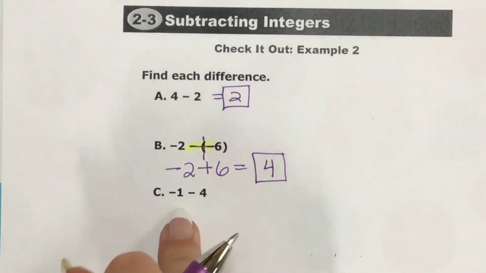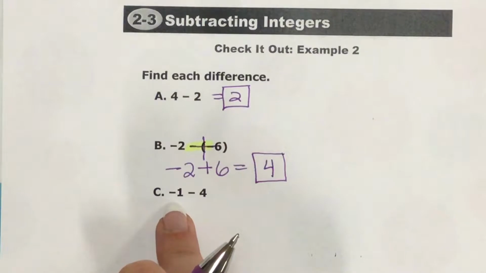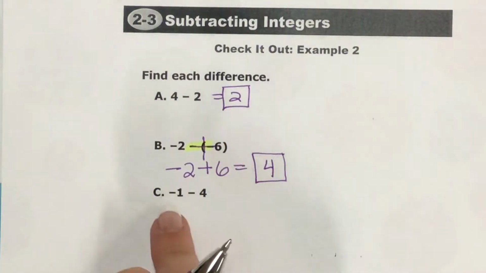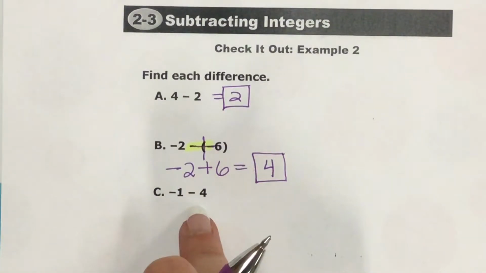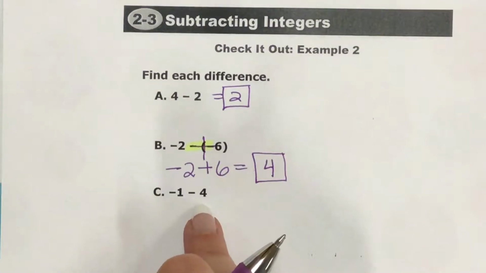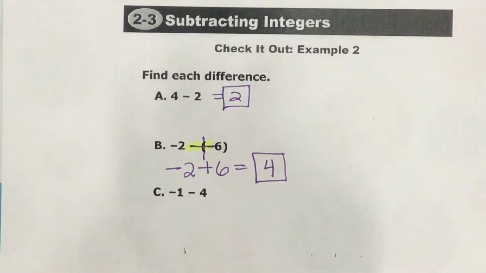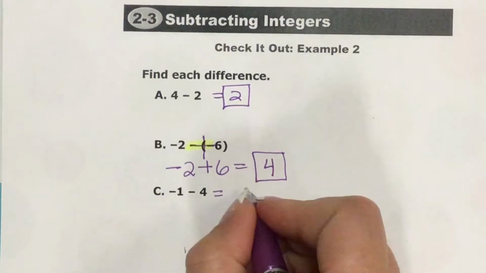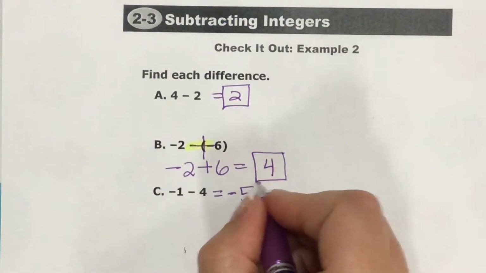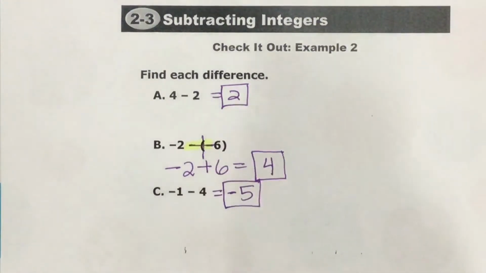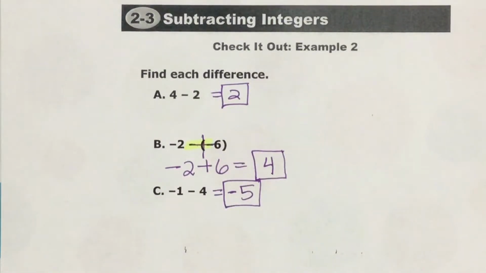All right, on to C. We have negative 1 minus 4. This is a negative number, and minus 4 is also the same thing as a negative 4. So we have two negative numbers. Whenever you have two negative numbers, all you do is add the numbers. 1 plus 4 is 5. Then you just keep that negative sign. So the answer is negative 5. If you got all three of those right, great job. I'm so proud of you.